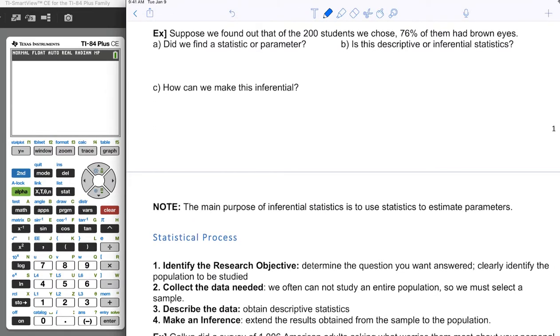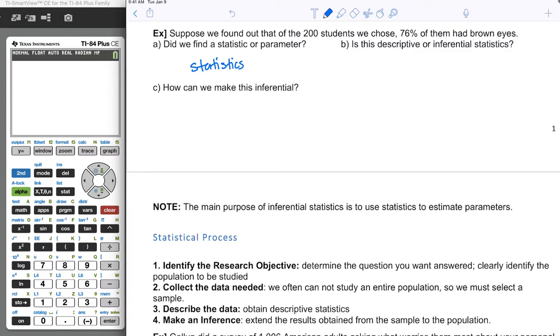Suppose we found out that of the 200 students we chose, 76% of them had brown eyes. Did we find a statistic or a parameter? Well, because this data was collected from a sample, anything you compute from that data would be considered a statistic, because statistics come specifically from samples, whereas parameters come from populations.